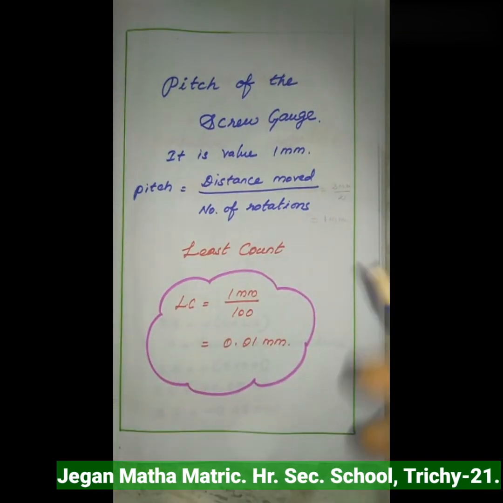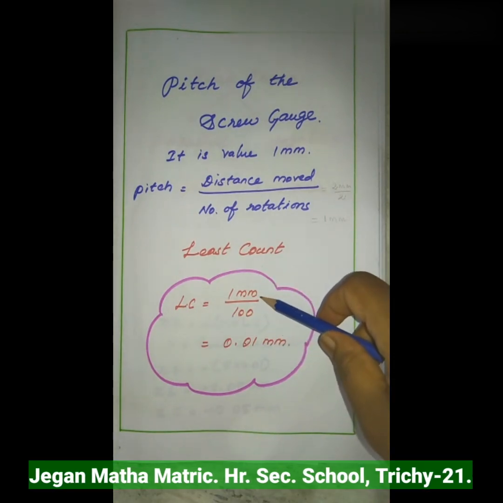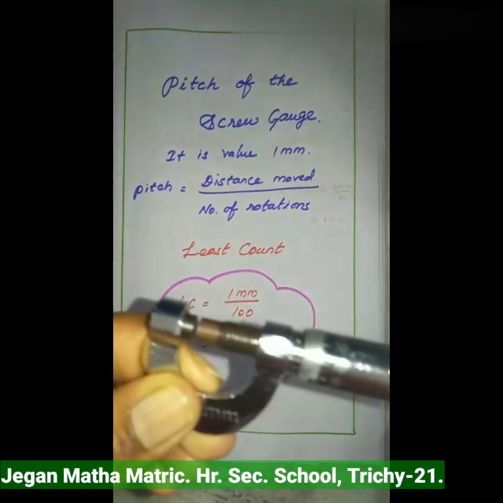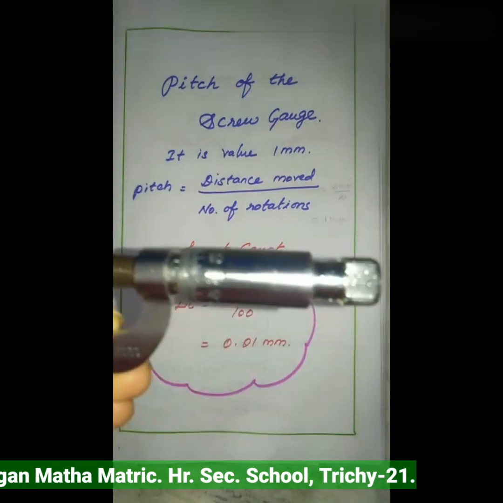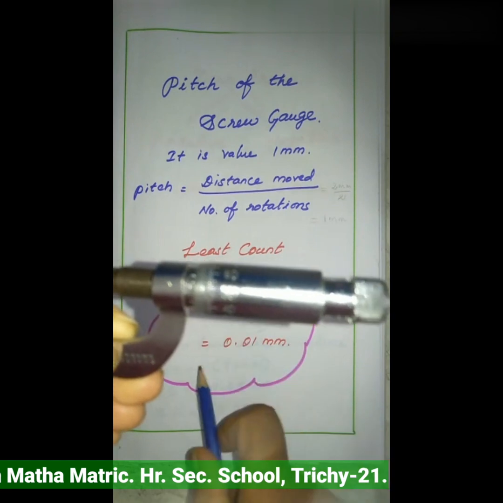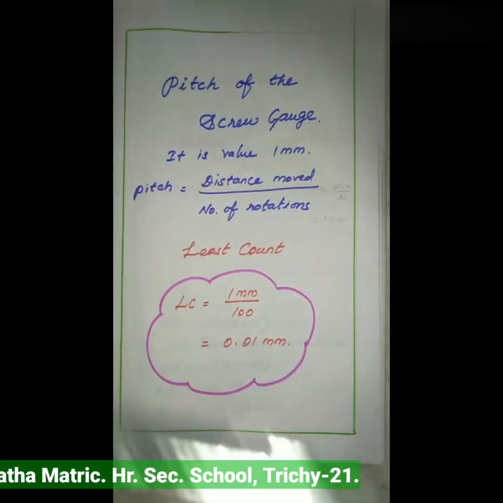Next, the least count. The least count is equal to the pitch divided by the 100 divisions of the head scale. So the pitch is 1 millimeter divided by 100. So least count is equal to 0.01 millimeter.